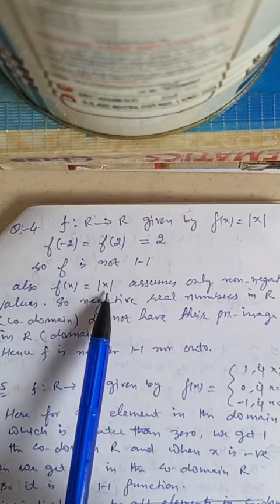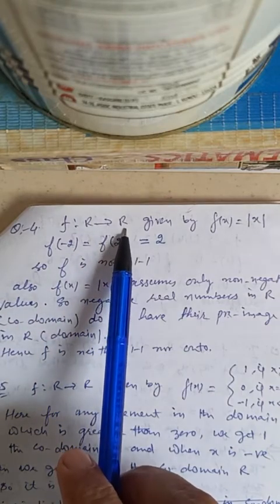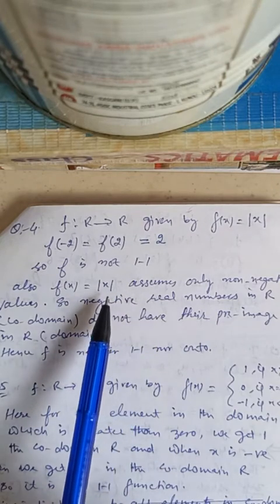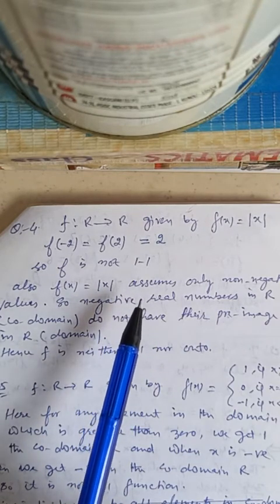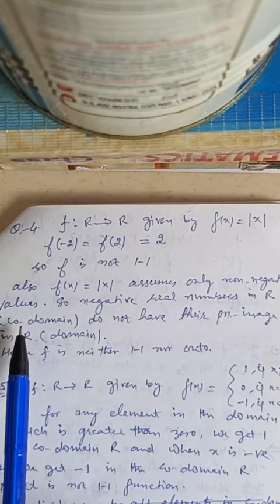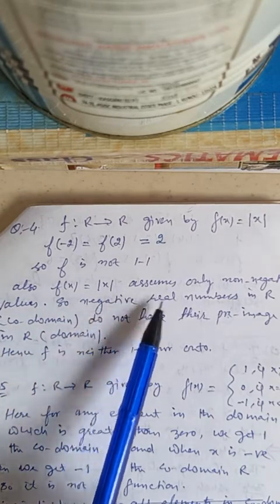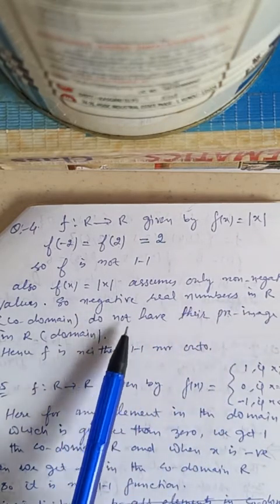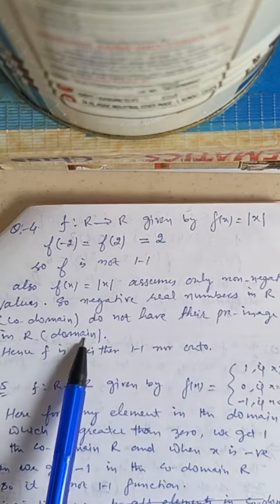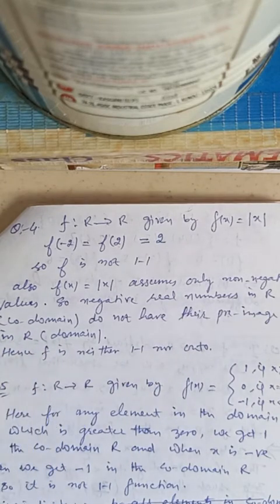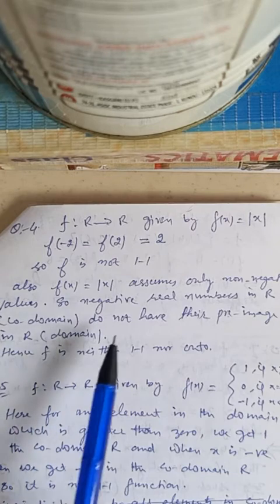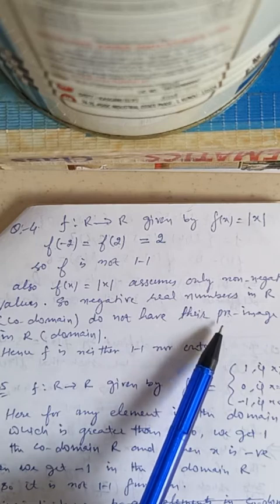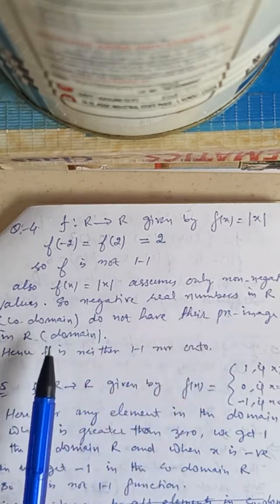Also f(x) = |x|. Here, if you see, the codomain is the set of real numbers. Now the range always assumes non-negative values, or we can say positive values. So negative real numbers in R, this R being the codomain, do not have their pre-images in the domain. That is why the function is neither 1-1 nor onto, because for negative values in the codomain we are not having any pre-image in the domain.